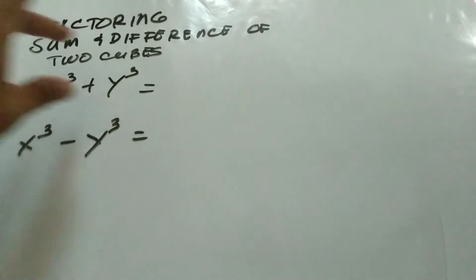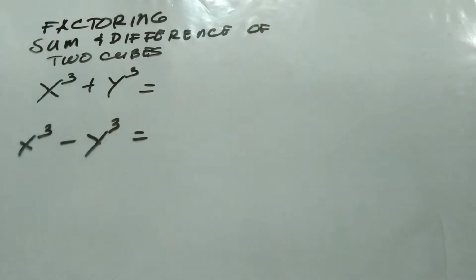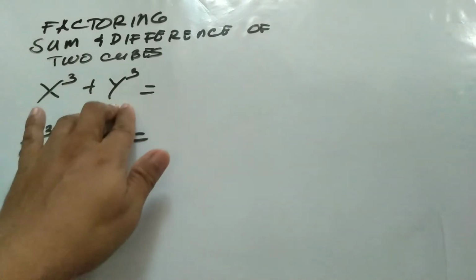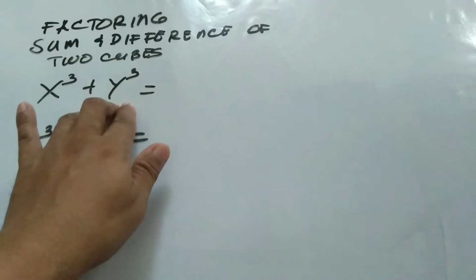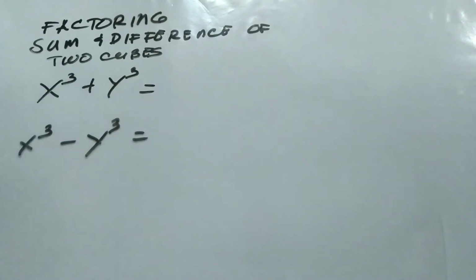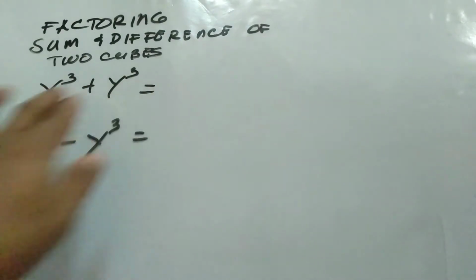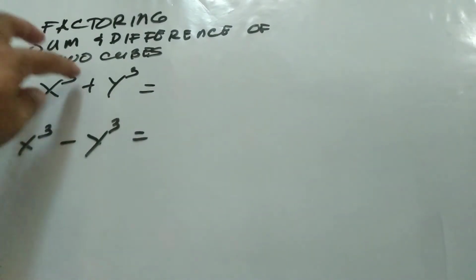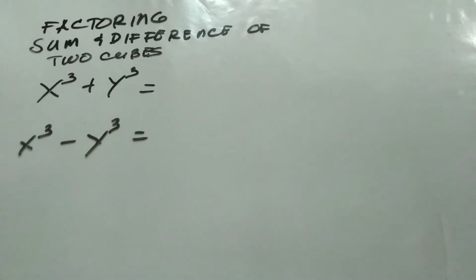Meron po tayong binomial. Yung una is sum, yung pangalawa naman po is difference. At take note on the first term and on the second term, they must be cubes. Okay? X cube, Y cube. Sum yung una, difference yung pangalawa. This is a part of the special product.